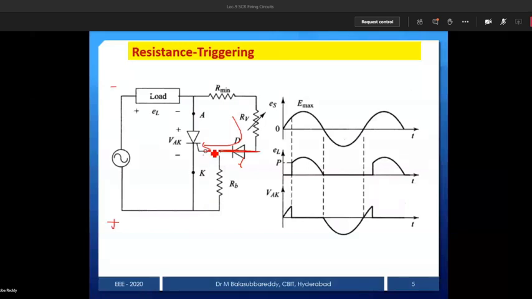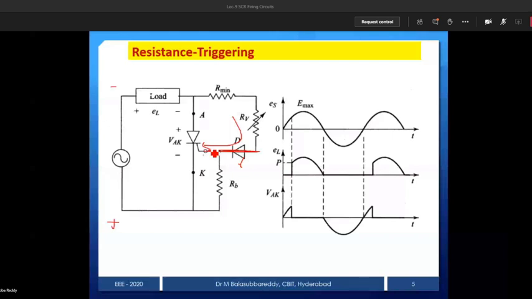If the diode is there, during the negative half cycle the diode is reverse biased. Therefore, it will not allow any current to pass through the gate during the negative half cycle. Because our device is forward biased only during the positive half cycle, only at that instant do you have to pass the gate current. That is the reason I place the diode. That is one reason.